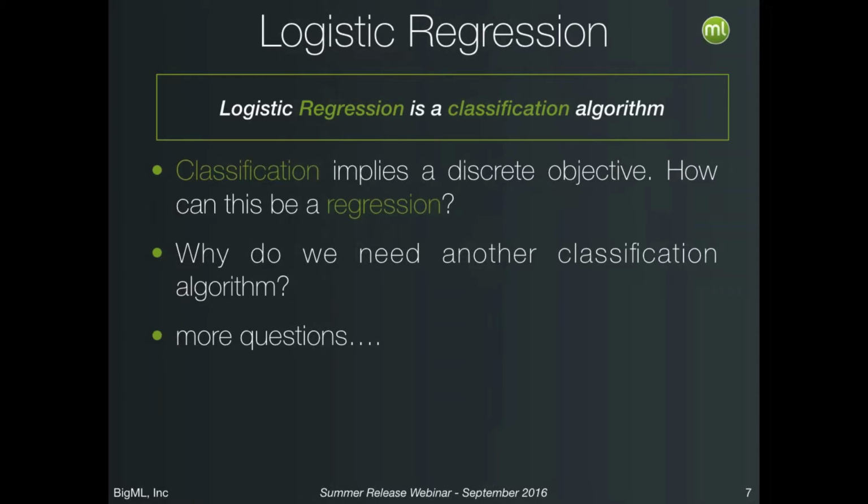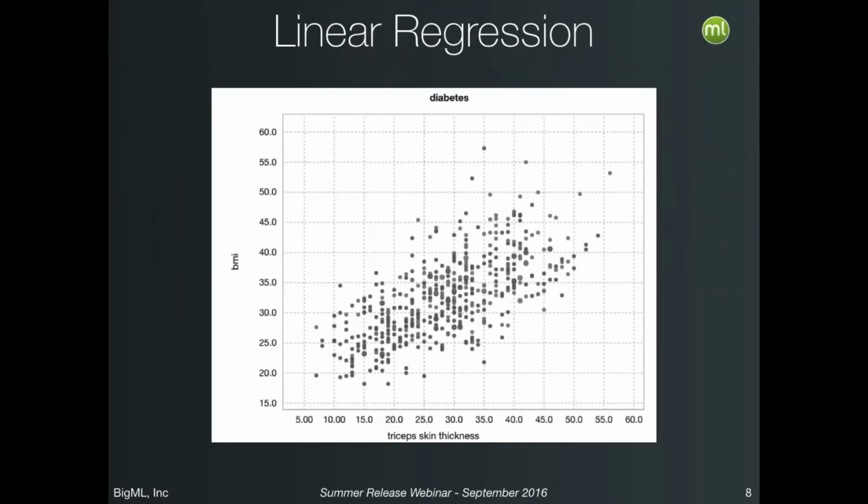So the answer lies in the fact that the algorithm uses a regression to build a classification model. That is, the regression in logistic regression refers to how the algorithm works and not the nature of the model that it builds. Okay, so to fully understand that, let's take a step back and think about regression problems in general so that I can connect the dots, literally.